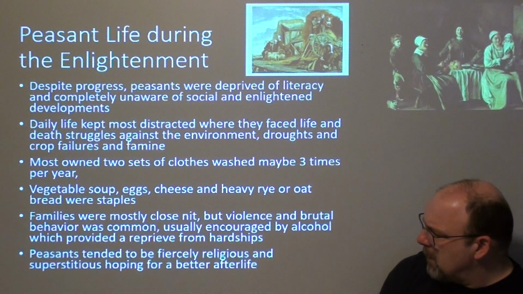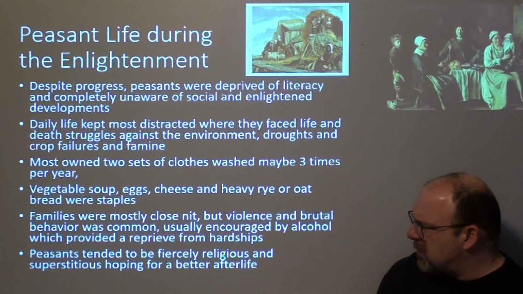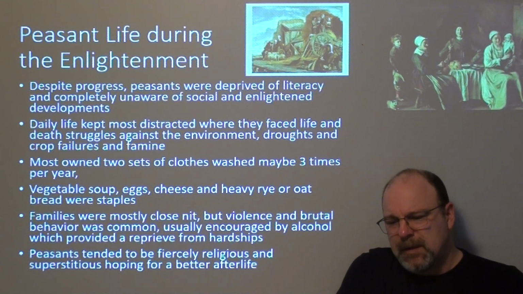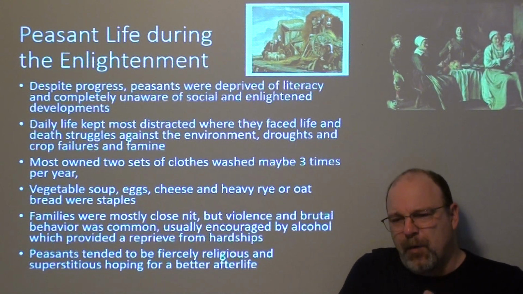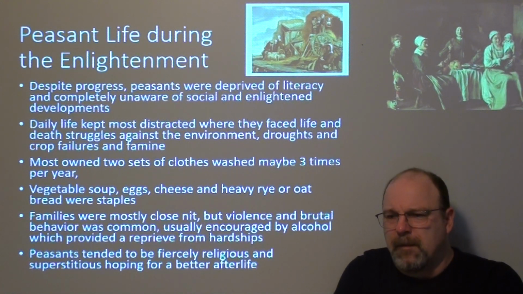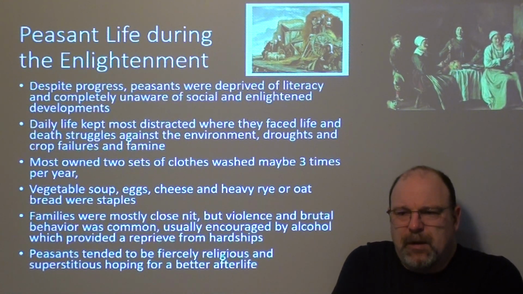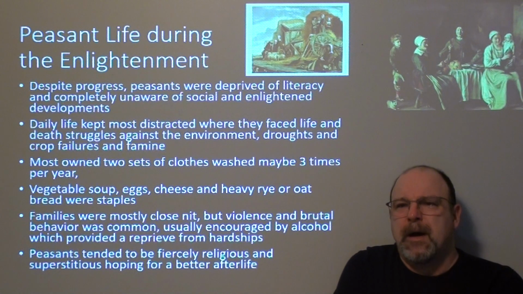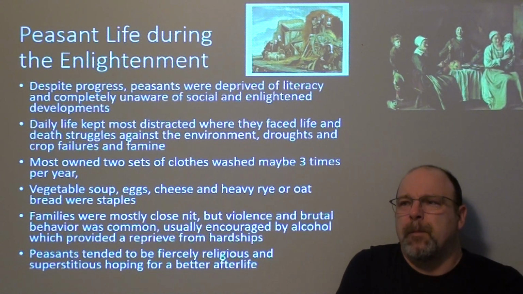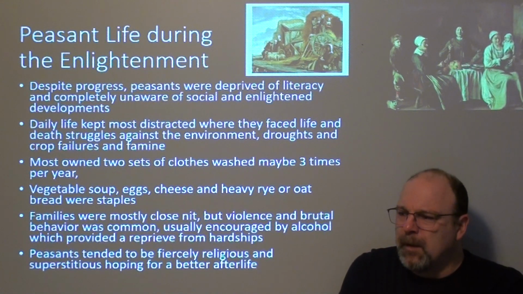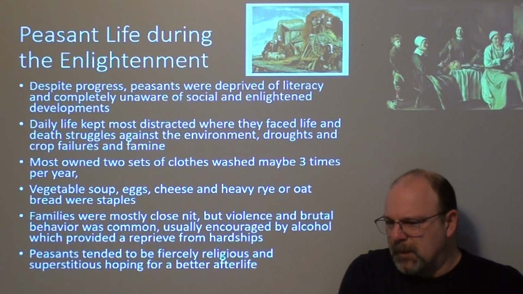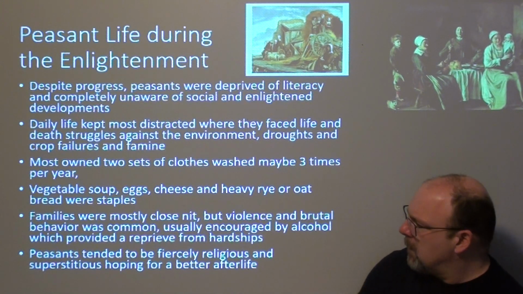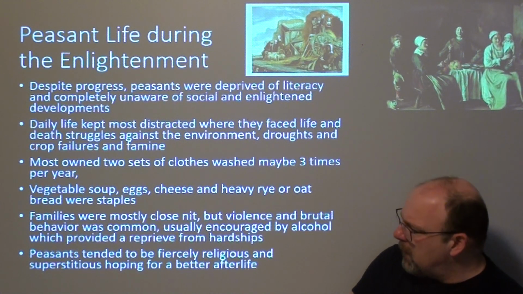Peasants tended to be fiercely religious and superstitious, hoping for a better afterlife. And the irony is they would go to church to seek salvation and guidance. They firmly believed, and not without good reason, as the church had been a big part of European society for generations, that life might be super hard right now and people are going to die and suffer, but when we die, we are going to be rewarded in the kingdom of heaven. Because their lives were so difficult, I think it made them all the more hopeful for what would come once their lives were finished in the mortal world, if you will.